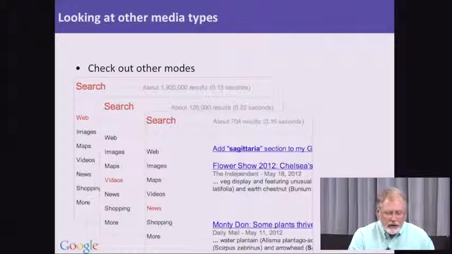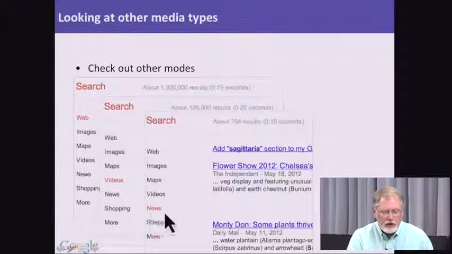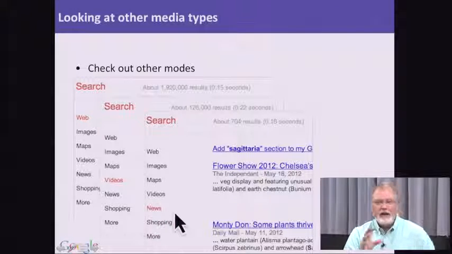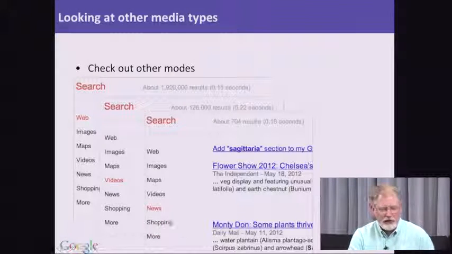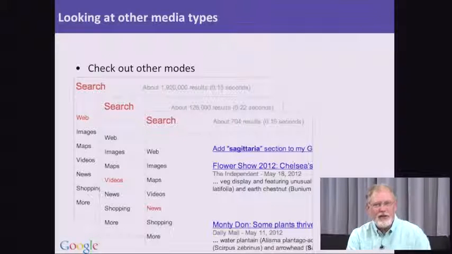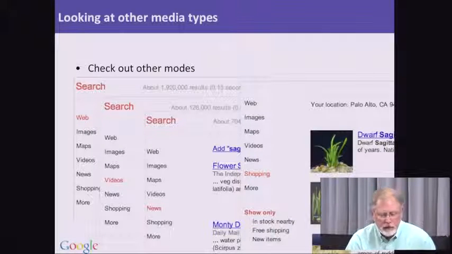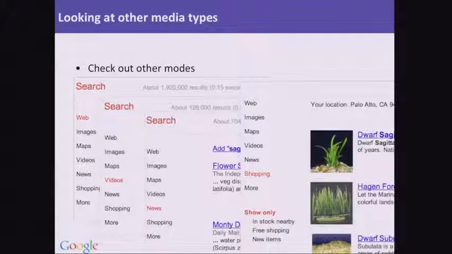Here I've clicked on the News tab over here on the left-hand side, and now I'm getting news information about Sagittaria. In this case, I haven't done anything other than switch the media type. Started with web, went to videos, went to news. If you're really curious about Sagittaria and you want to put some in your aquarium, you can click on the shopping tab and you can see on the right-hand side there are a lot of places online where you can discover where you can buy some of that to use.